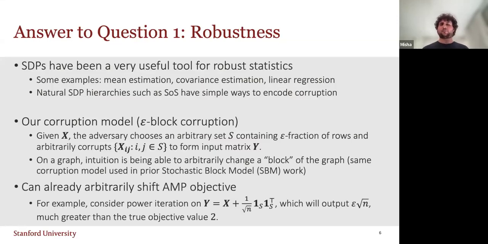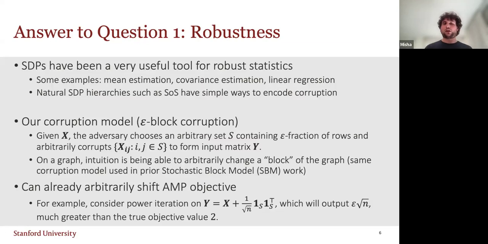And this can already arbitrarily shift the AMP objective. For example, let's consider the very basic AMP algorithm, which just does power iteration. Instead of generalizing power iteration, just do it on its own. And let's consider the corruption, which adds a block of all ones to the corrupted section. This can arbitrarily, by epsilon root n, increase the operator norm of Y as compared to X. X should have operator norm 2, while Y should have operator norm epsilon root n. And we will see exactly that happening when we run AMP.